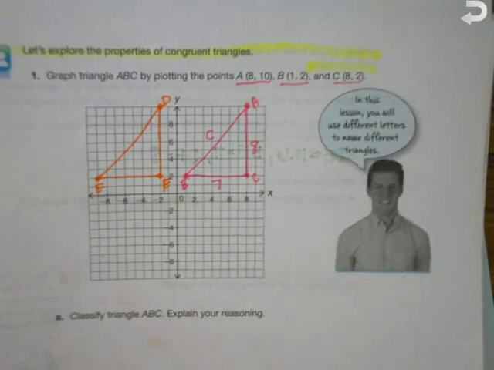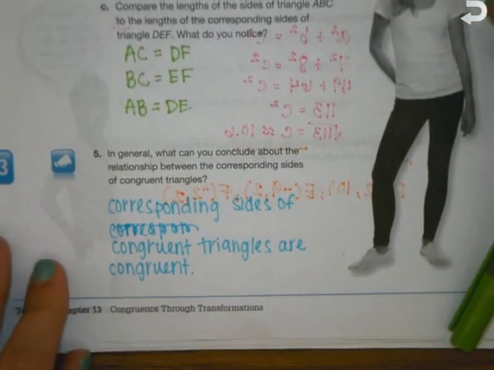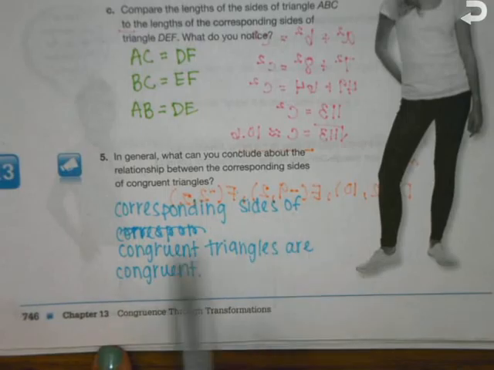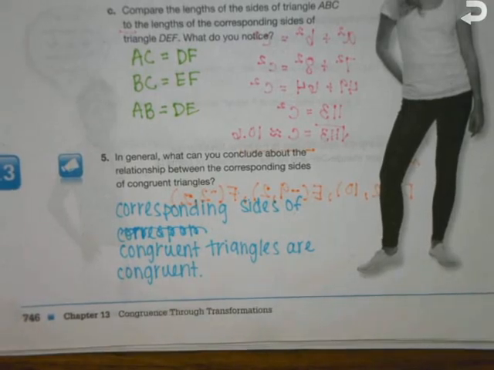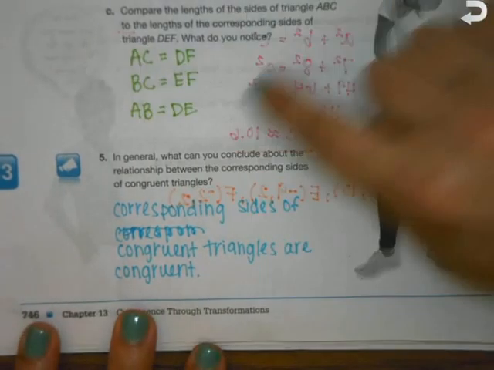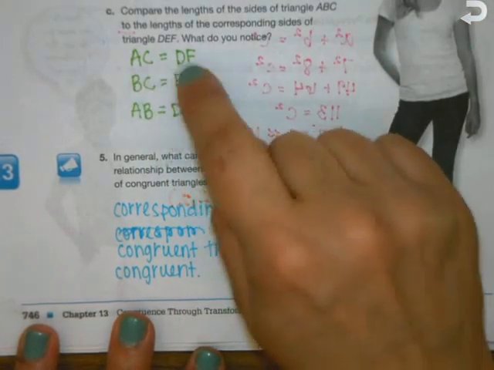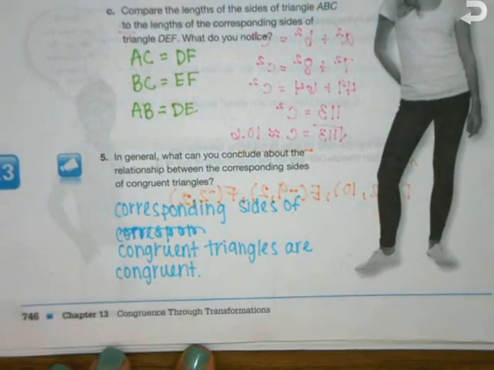So what do we call this, or what can we conclude? Part 5. We can conclude that the corresponding sides of congruent triangles are congruent. So we can conclude that if two triangles are congruent, each of the corresponding sides are congruent to each other. And that's what we said here in Part C. Each of these corresponding sides are congruent.